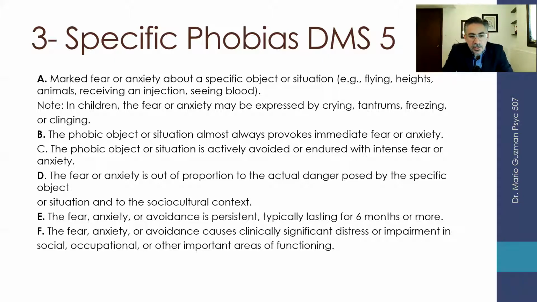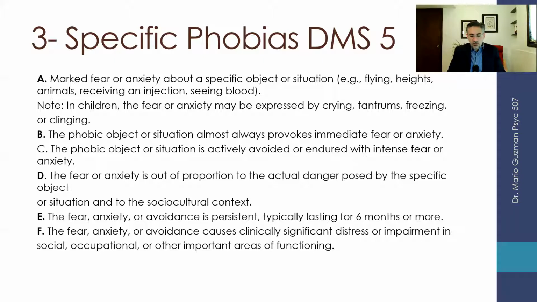Criteria C: the phobic object or situation is actively avoided or endured with intense fear or anxiety. If they can, they're going to avoid it. They don't want to be in front of it. If they cannot, they're going to stay and endure it, but they're going to be having a very, very bad time. Perhaps now you're going to be saying, then how does exposure therapy work? If you are saying that they can be there, endure the phobia, and still have the anxiety, not getting better, why with exposure therapy do they get better?